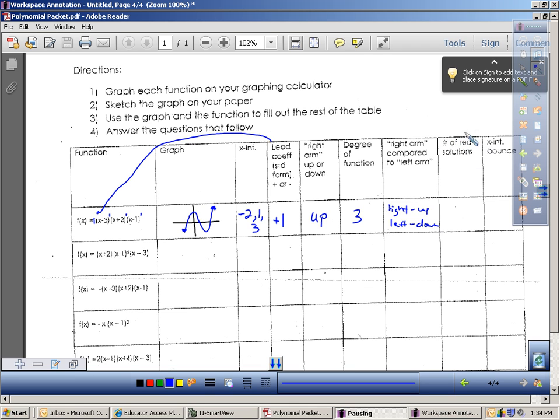Okay, the number of real solutions. Your graph shows the solutions. Anytime your graph crosses the x-axis, that's a root or a solution. So again, taking my highlighter, I have 1, 2, 3 solutions.